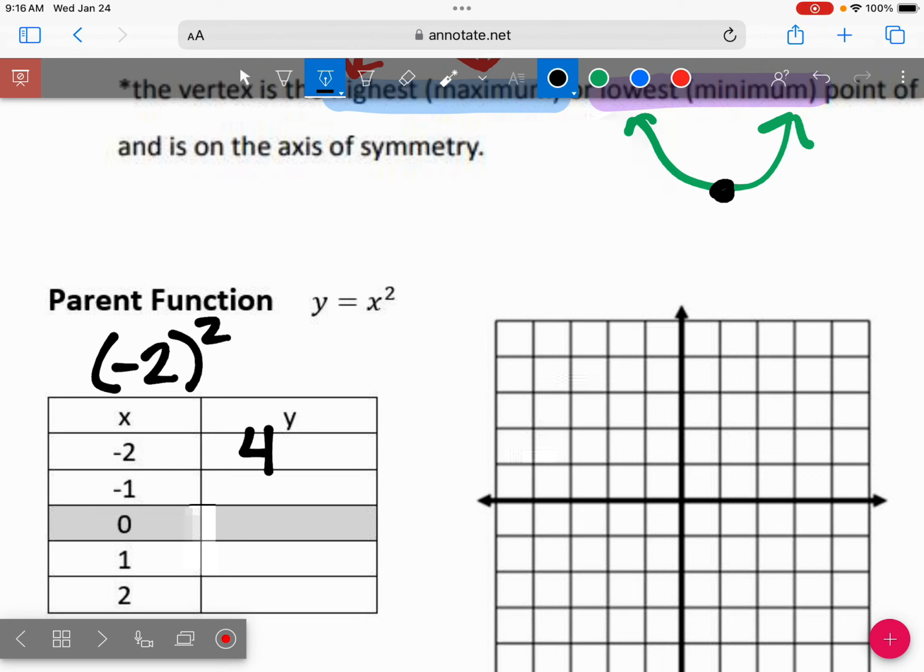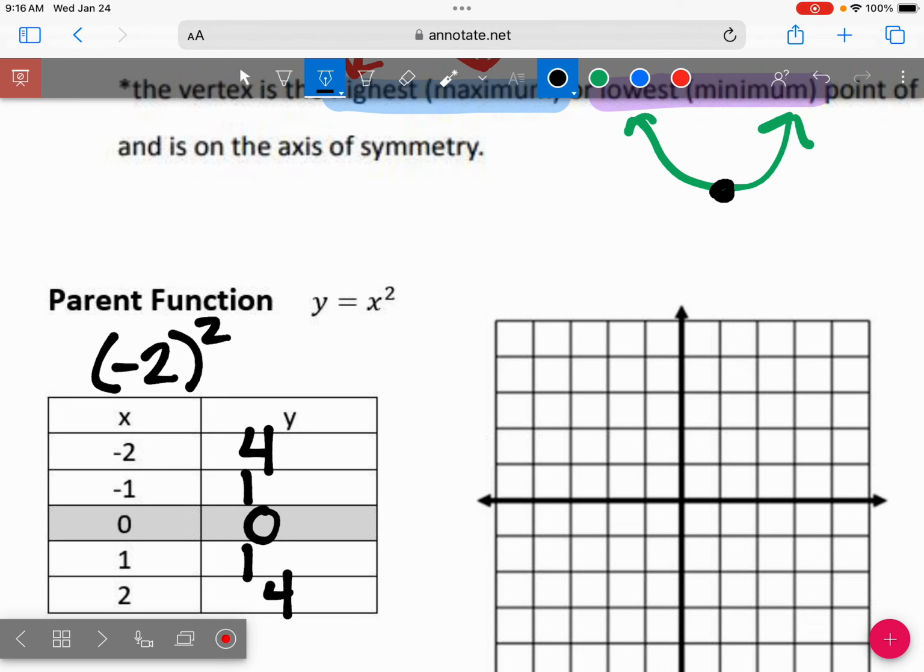What about -1 times -1? What's 1 times 1? 1. What about 0 times 0? 0. And then notice what happens with our y values. They repeat themselves because +1 times +1 is 1 and +2 times +2 is 4.